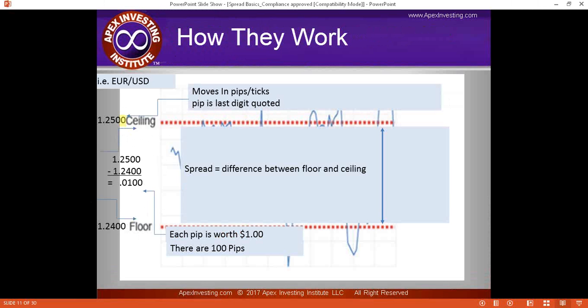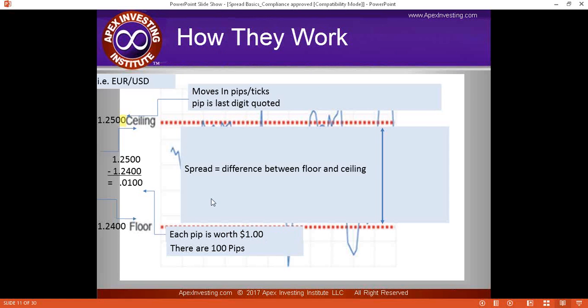Each pip is worth $1, and in this particular example, there are 100 pips. Rena asked who decides the floor and ceiling. It's very, very simple. I'll show you exactly how that's done upcoming here, and you'll know exactly how that's determined.